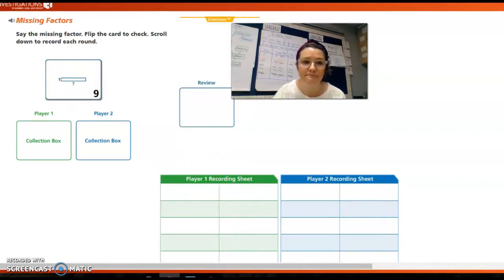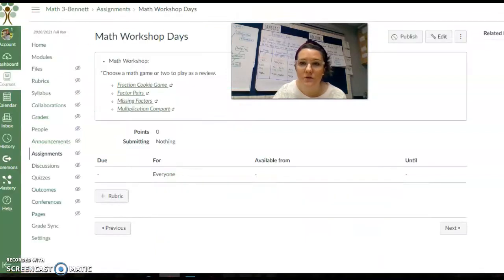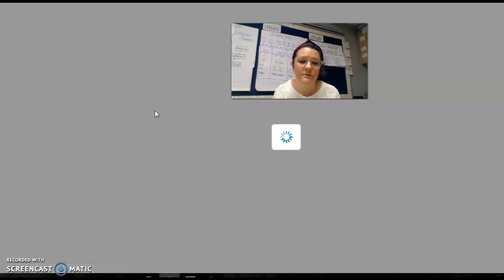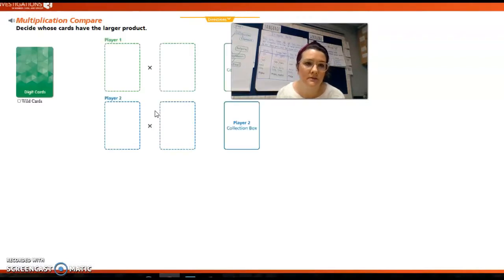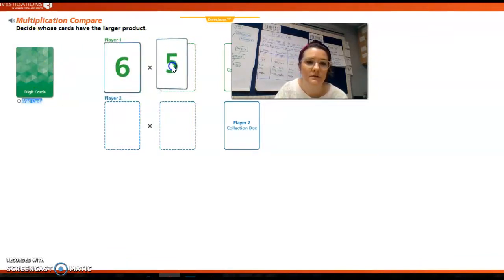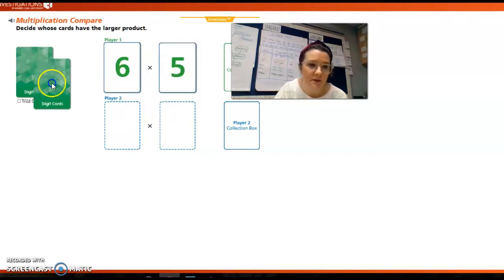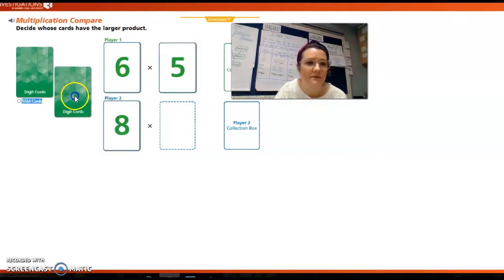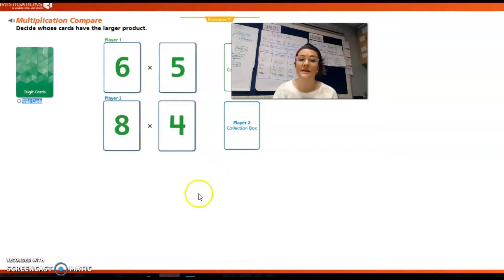Okay? All right. So the last game that we have here is multiplication compare. This is where you're deciding whose cards have the larger product. So you're going to deal out the digit cards. Okay, so player 1 has 6 times 5. Player 2 has 8 times 4.